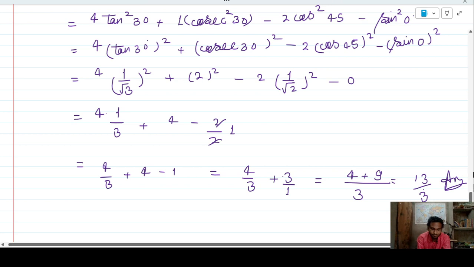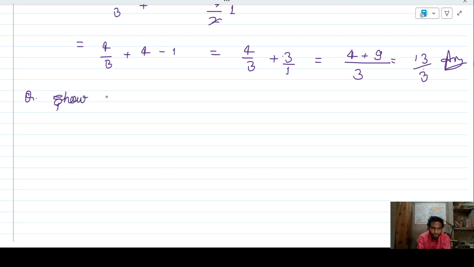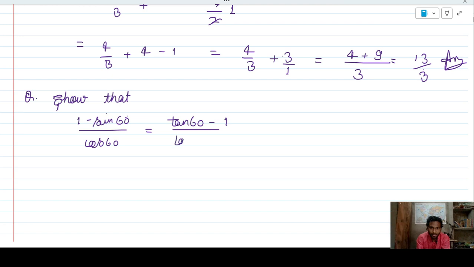Next problem we are discussing. So next problem we will discuss: 1 minus sin 60 upon cos 60 equal to tan 60 minus 1 upon tan 60 plus 1.